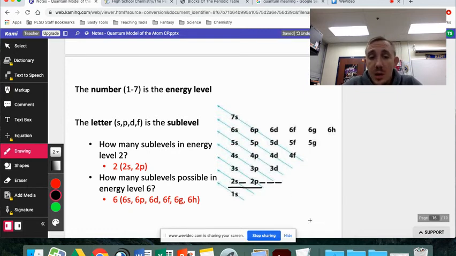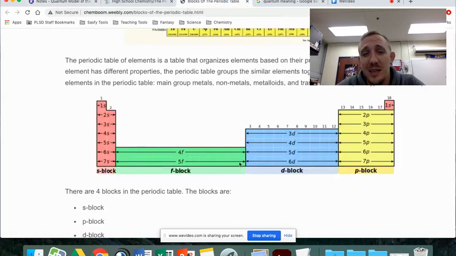Okay, so how many sublevels are possible in energy level 6? Well, technically we can go forever, but we really only have 2 that are going to be used. Realistically, we could have 6 based on what this is showing, but we're not going to get into that. Realistically, we're only going to be possibly using 2, 6s and 6p, because we don't have enough electrons to fill 6d, 6f, 6g, and 6h. And if you look on the periodic table, we don't have anything else. We only have a 6s, a 6d, and a 6p.